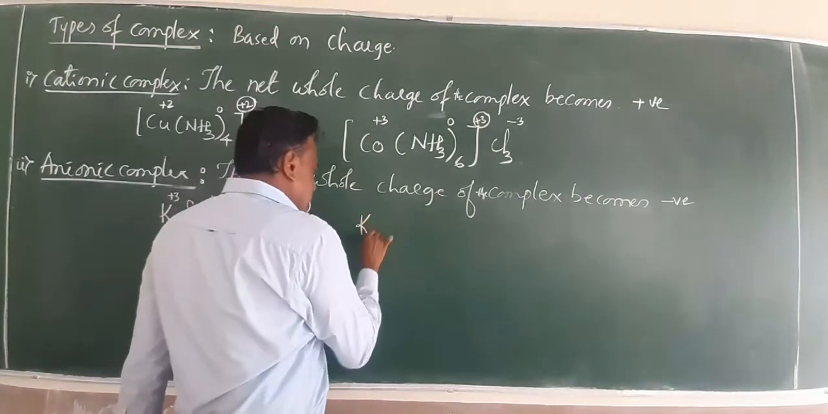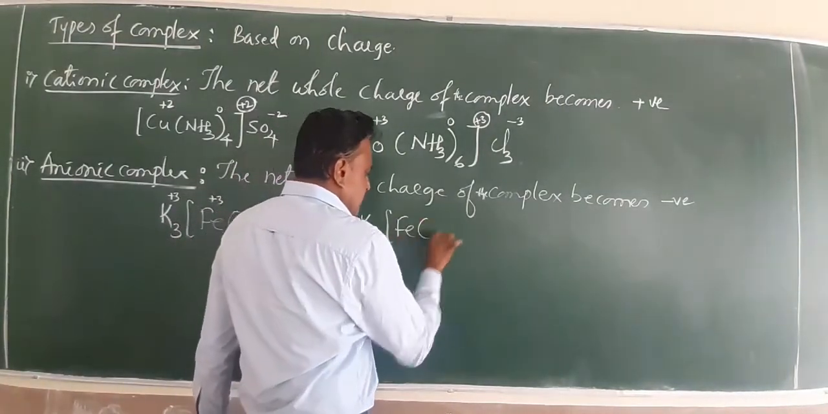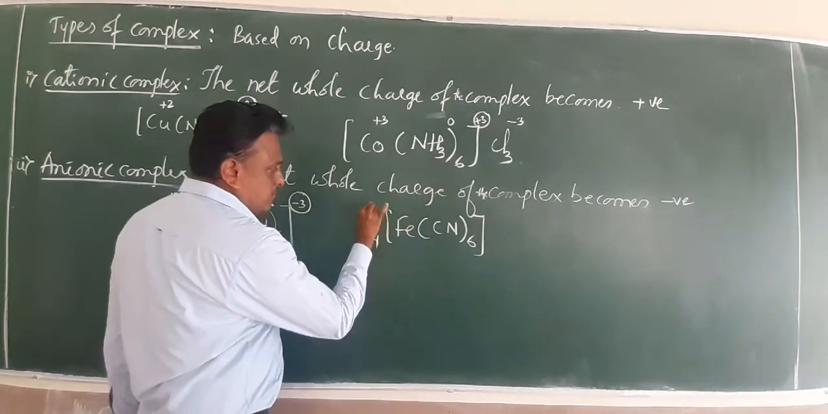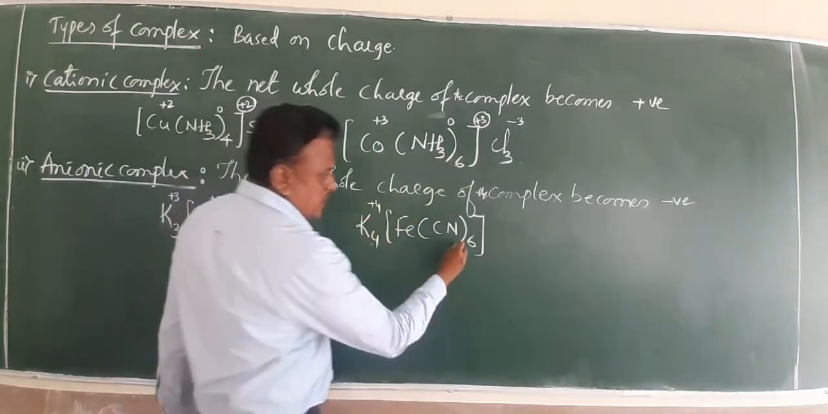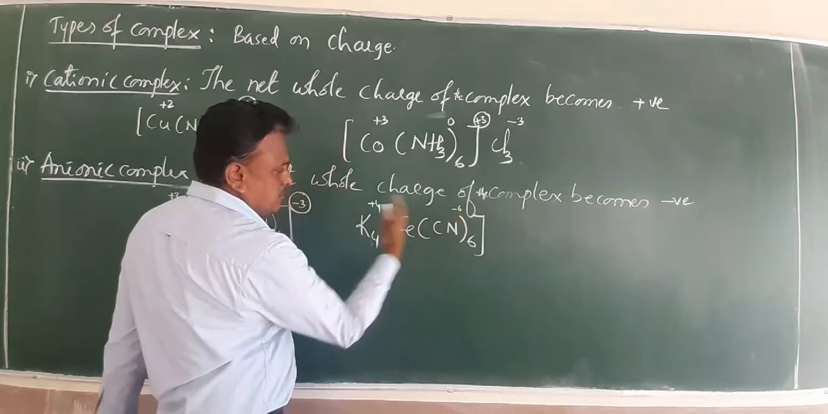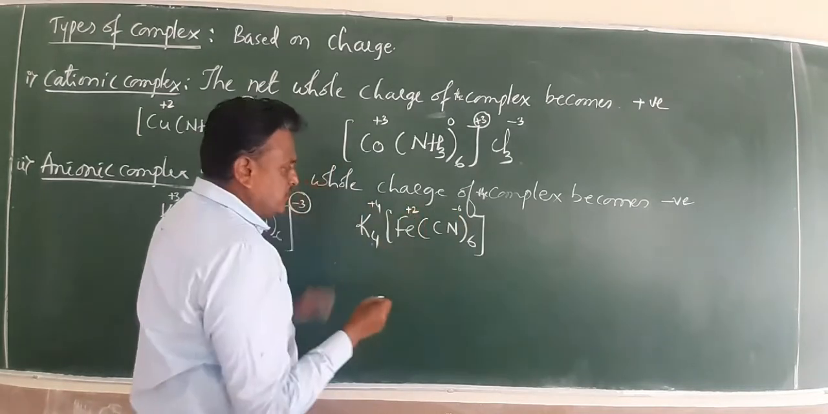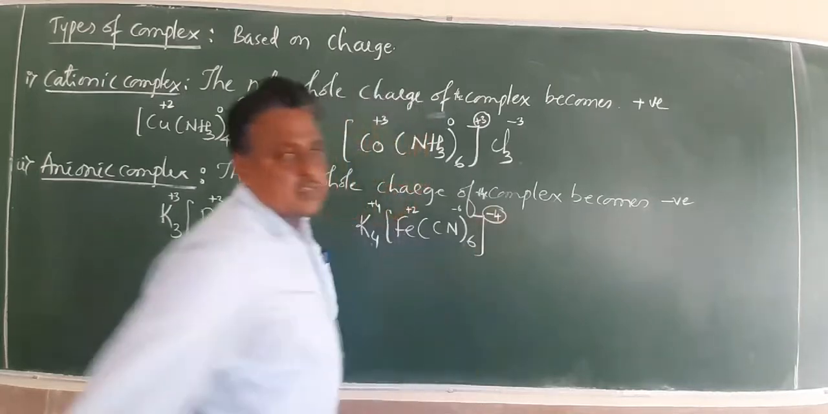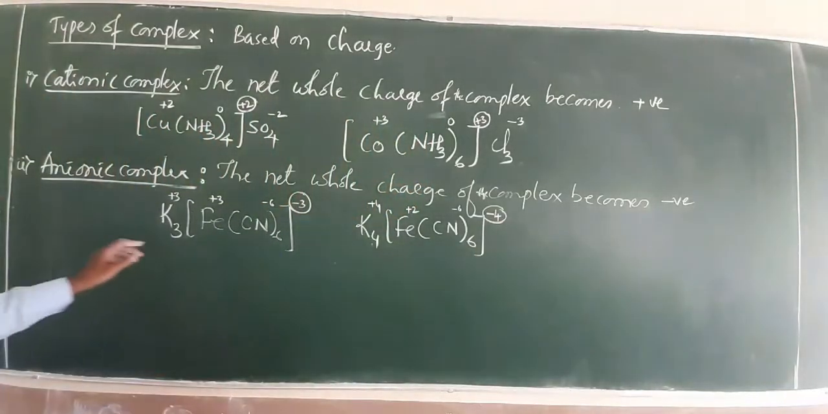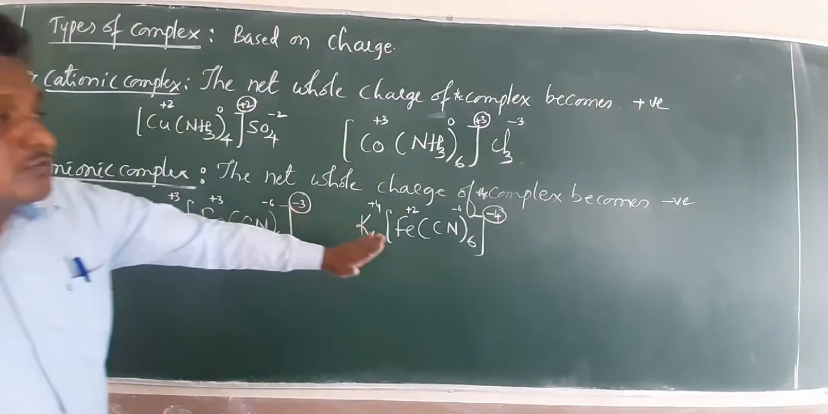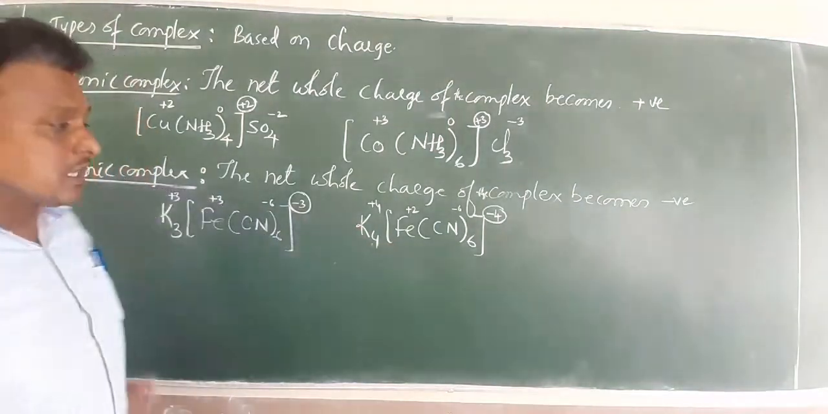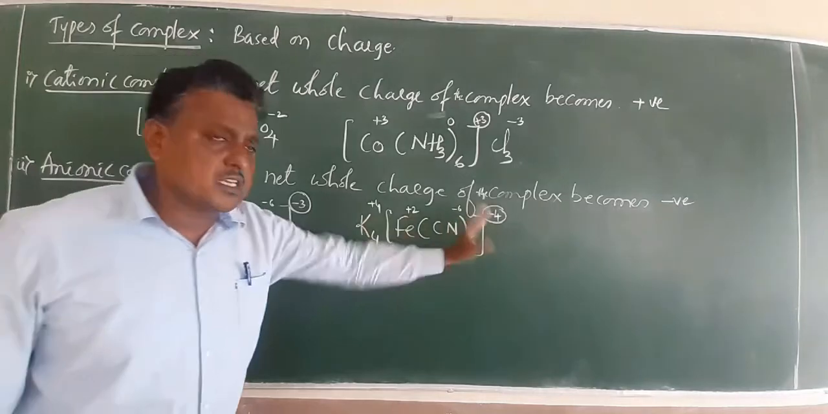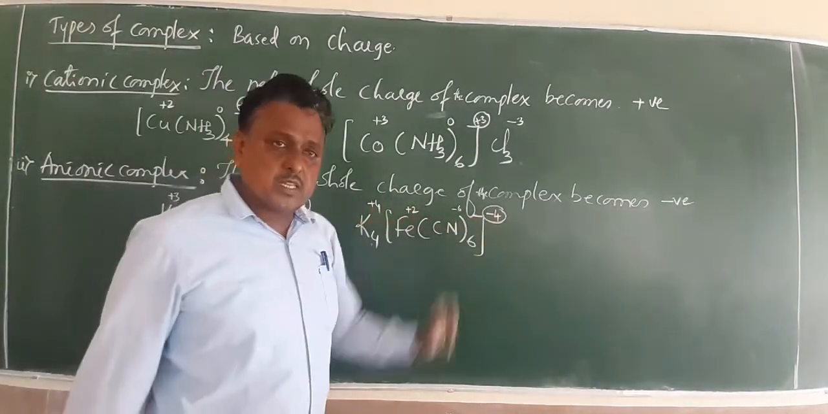Now we consider K4[Fe(CN)6]. You can calculate, friends. Plus 4. Cyanide is minus 6. Minus 6 plus 4 gives minus 2, so iron is automatically plus 2. Inside the coordination sphere, this is minus 4. This is once again an anionic complex. You can easily find out the type of complex that comes under your syllabus. Simply, if negative charges come, it is anionic.